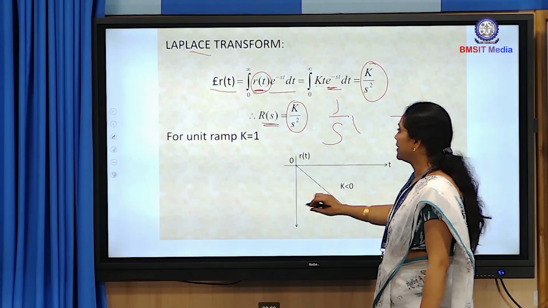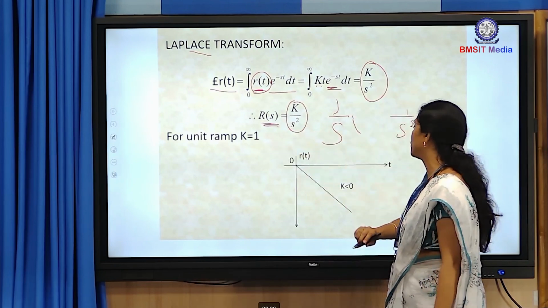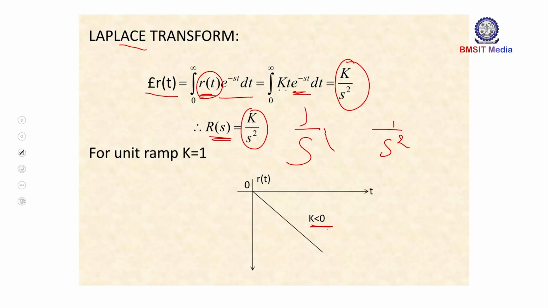Now here you can see, for unit ramp, the value of k is equivalent to 1. For k lesser than 0, this is the ramp function that I will be getting, that is, the negative ramp function.